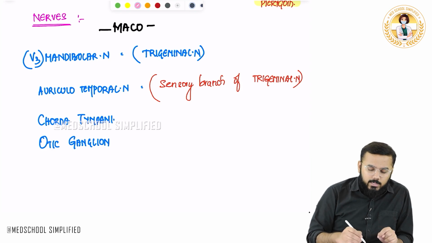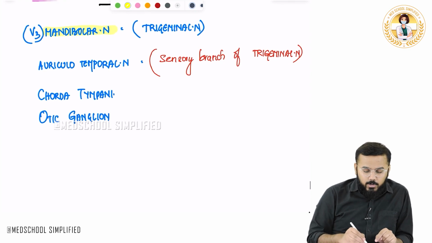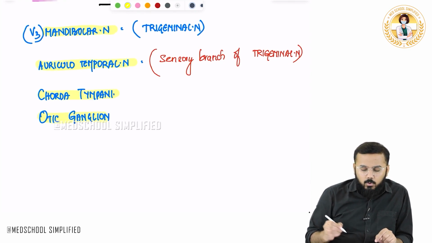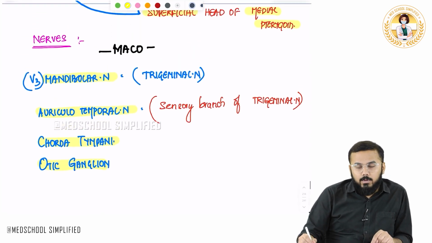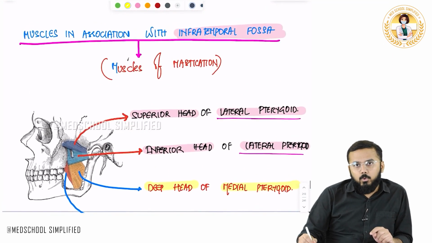So, what are the nerves that pass through the infratemporal fossa? The first important thing is your mandibular nerve. Next important thing is your auriculotemporal nerve. Third is your chorda tympani and fourth is your otic ganglion. So, these are the four important structures that pass through this infratemporal fossa.